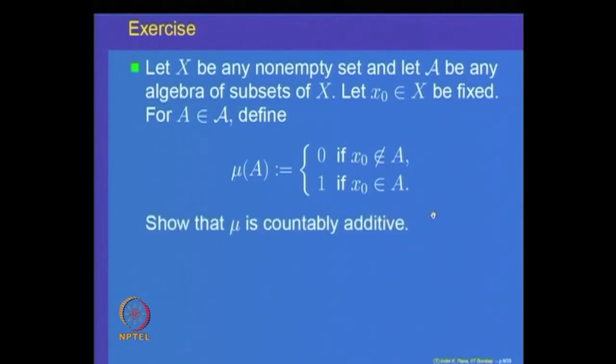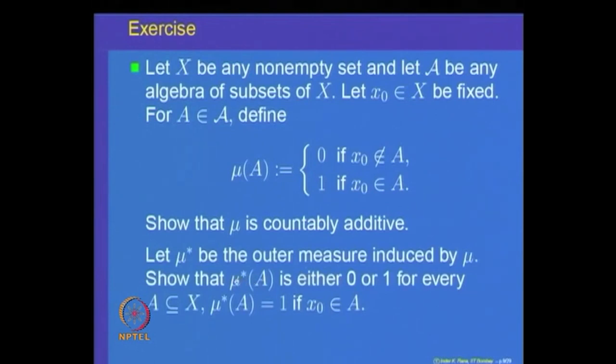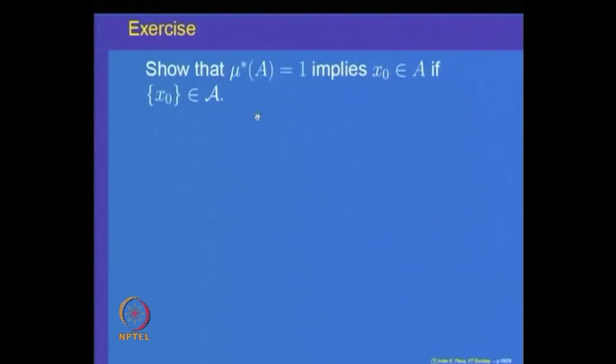Show that this is a countably additive set function, namely it is a measure, because mu of the empty set is automatically 0. Then look at the outer measure induced by this measure, and show that the outer measure of every set is either 0 or 1 again, and the outer measure of a set A is equal to 1 if the element X naught belongs to A. That is a property of mu also. So, we want you to show that mu star of A is equal to 1 if X naught belongs to A. Can you say that the converse is true? Namely, we would like you to also show that mu star of A equal to 1 implies X naught belongs to A, but for that you will need a condition, because the singleton X naught may not be in the algebra. So, that makes a difference.